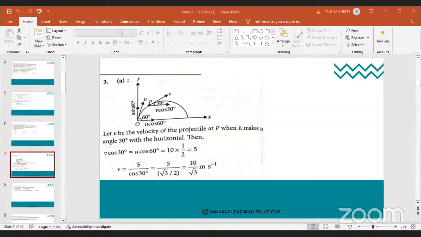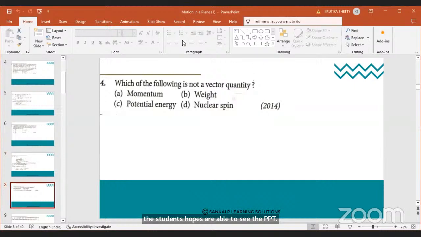Yes, students, hope so you are able to see the PPT. Okay. So next question. So this is theory based question. You can also answer this.